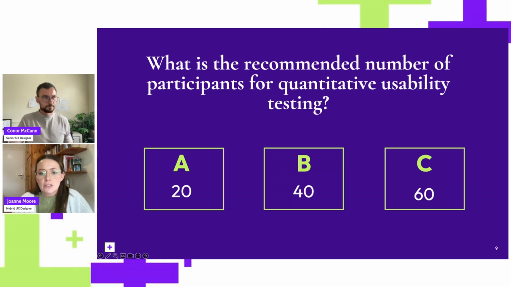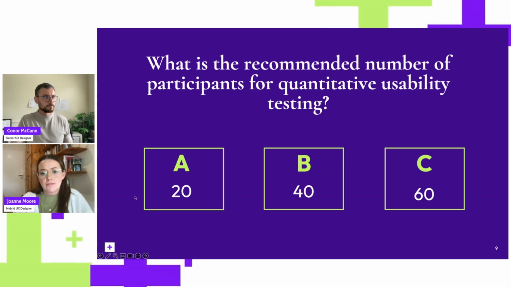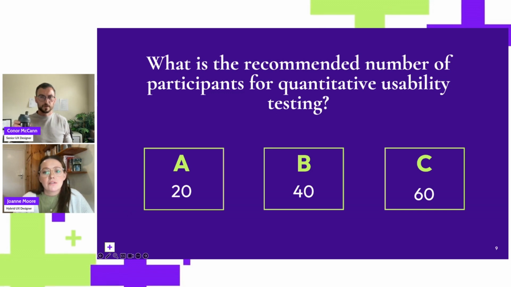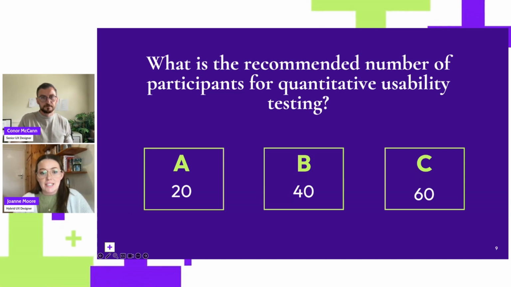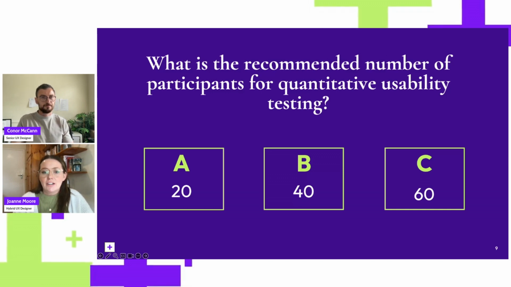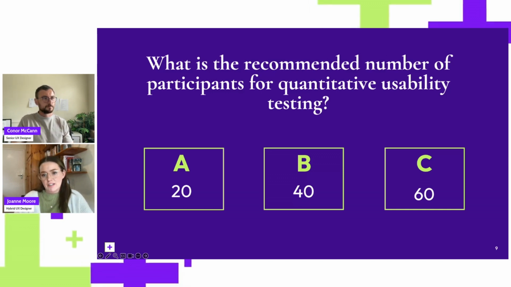So we've got 2 questions coming up on quantitative and qualitative usability testing. So the first question here is, what is the recommended number of participants for quantitative usability testing? Is it A, 20, is it B, 40, or is it C, 60? So get your answers into the chat and also give a reason why you think that.